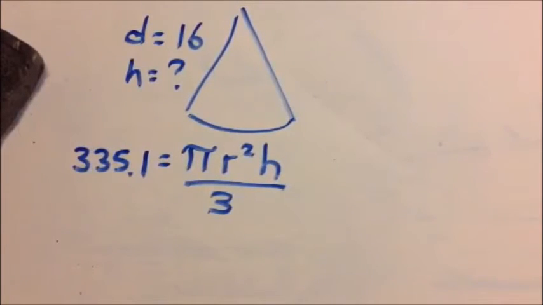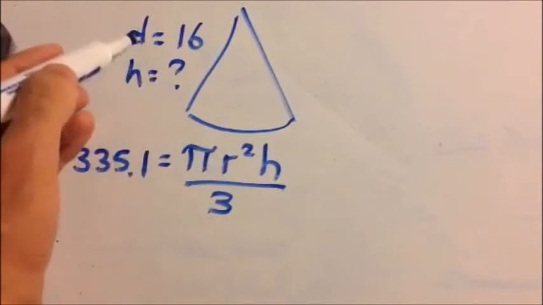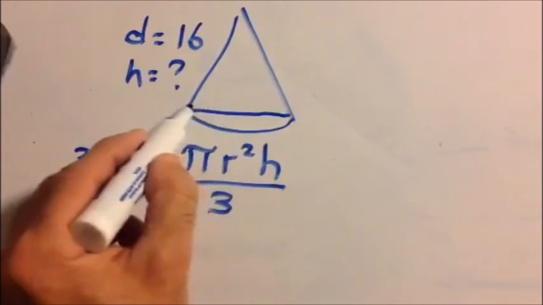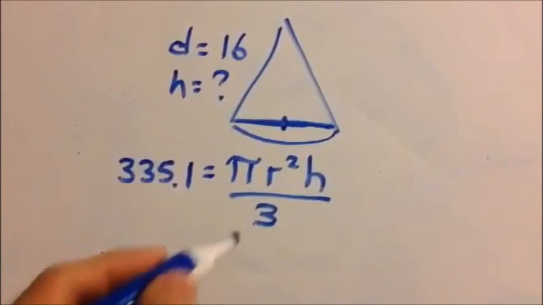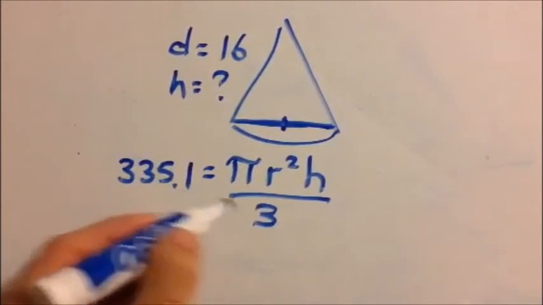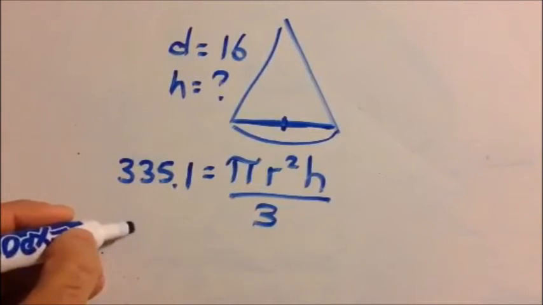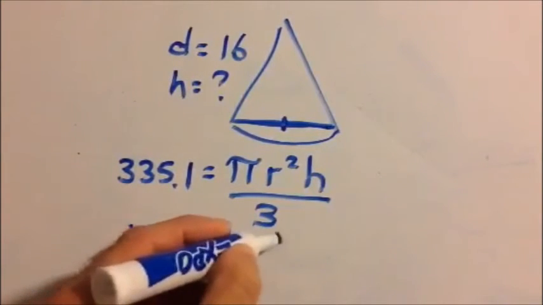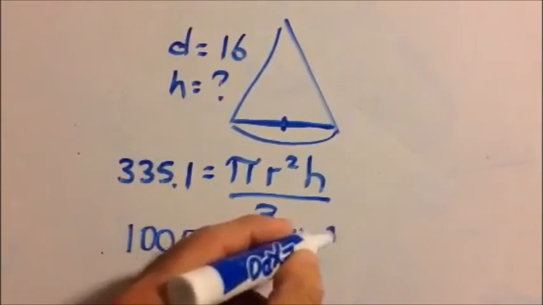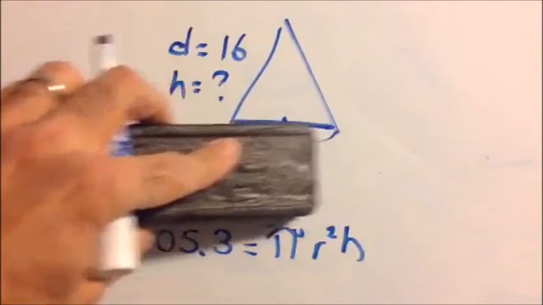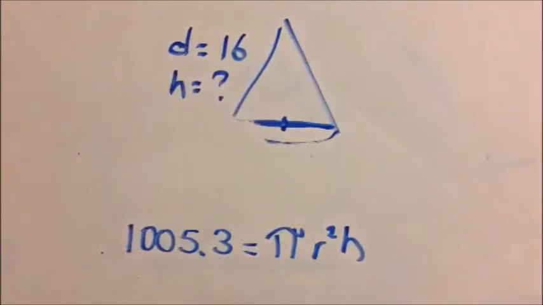What else is missing? We're missing the radius. We know the diameter, right? So the diameter is this whole thing here. So I'm going to multiply up. We're going to do 335.1 times 3. And we're going to get 1005.3 equals pi r squared h. Right? So we move the 3 up.